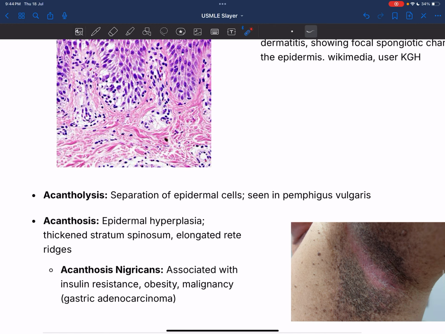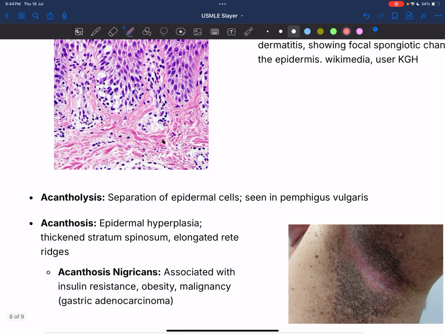Acantholysis is the separation of epidermal cells and is seen in pemphigus vulgaris. We will talk about this disease later as well, don't worry. This is kind of out-of-place information that we will talk about later. But this is a separation of epidermal cells.